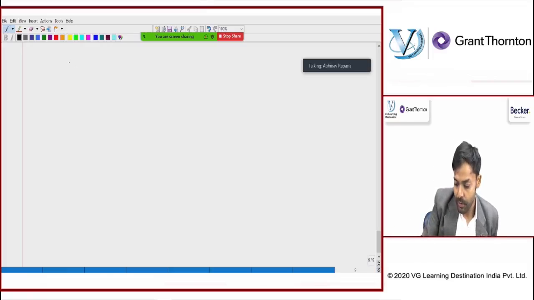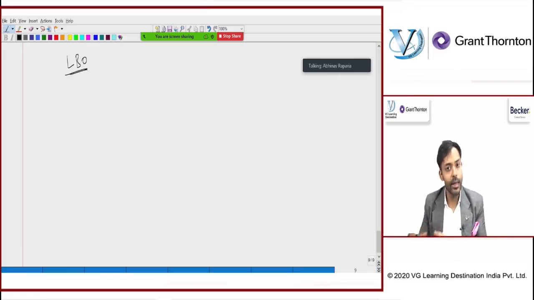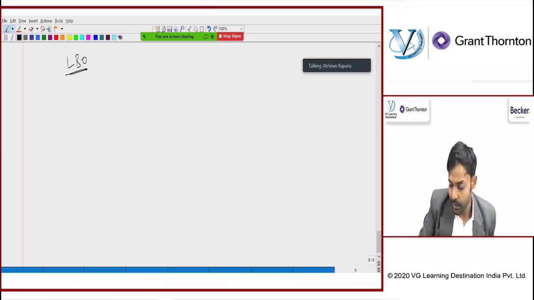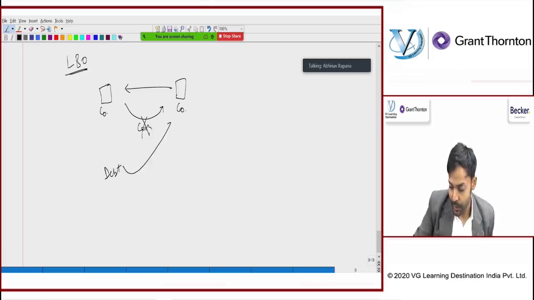What is leverage buyout? Leverage buyout is when you're acquiring any company by raising a lot of debt, right? Instead of paying them from your own pocket, you're raising the debt. For example, this company is acquiring another target company, and instead of paying the cash to this person out of their pocket, they're not paying, they're raising the debt, right? And they're raising this debt to pay this company. This is called the LBO.